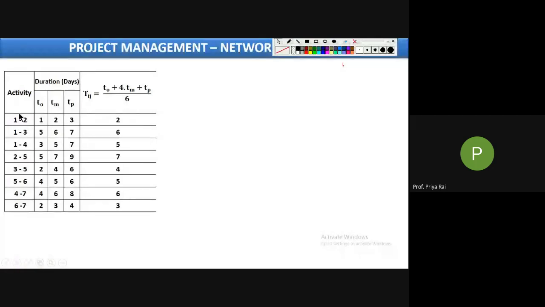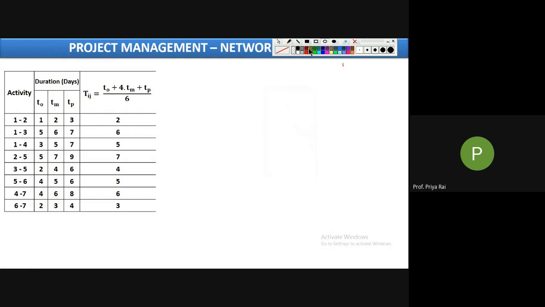No need of predecessor. For predecessor, what happens? We need A, B, C, D like this, and then their predecessor activities would be given. But here there is no need of predecessor because they have given event to event: from which event your activity is starting and which event your activity is finishing. This is given to us, so you can easily draw with the help of this also. So if we draw, what will be the case?